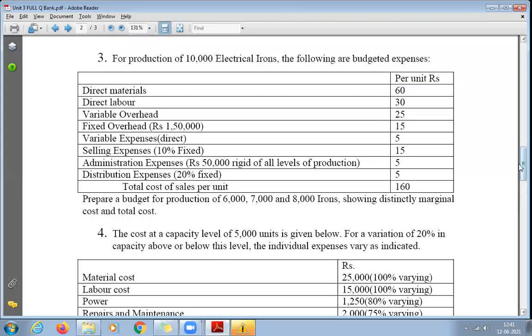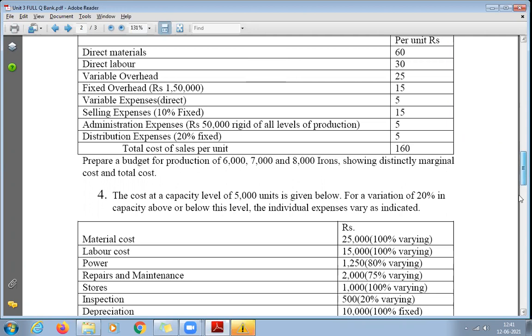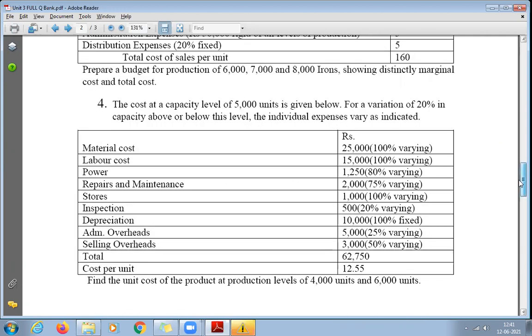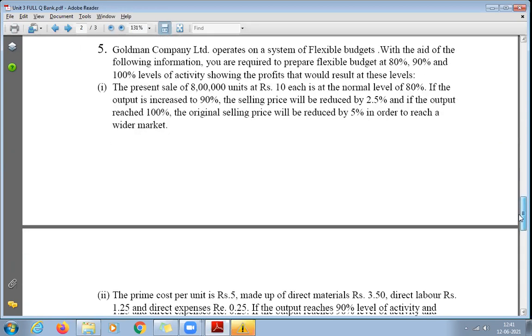First, we will finish the flexible budget. Then we will go to the cash budget. Question numbers 1 and 2 are cash budget. You may be wondering why sir is not doing questions 1 and 2. That is cash budget, we'll do it later. First, we will finish off the flexible budget. So 3, 4, 5, and 6 are flexible budget. So 3 and 4 are over. We will do question number 5 now.